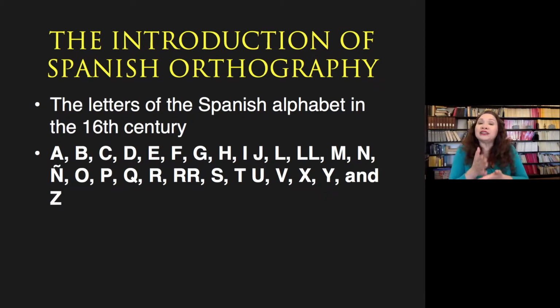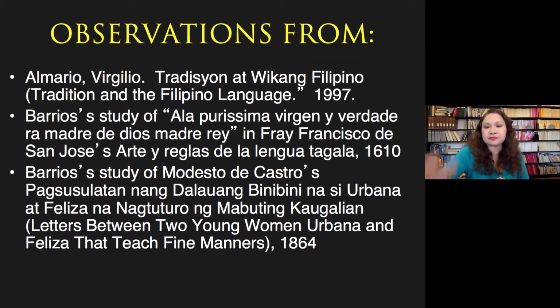Before the coming of the Spaniards, the Filipinos actually had a system of writing called the Baybayin. And if you look at the letters of the Baybayin, you don't find some of these letters introduced in the 16th century. In particular, they didn't have the letter C, they didn't have the letter L, they didn't have N or RR, nor the letter Z. And so the letters changed, and that's what we're going to talk about.